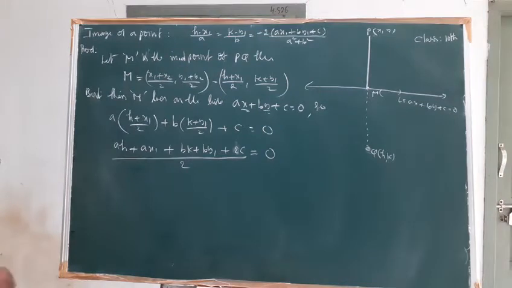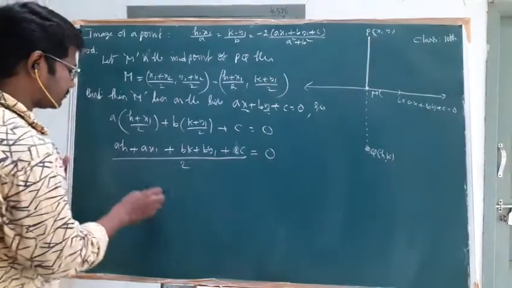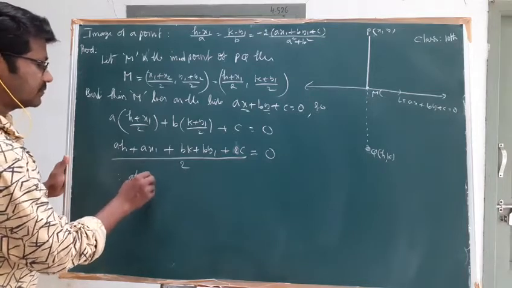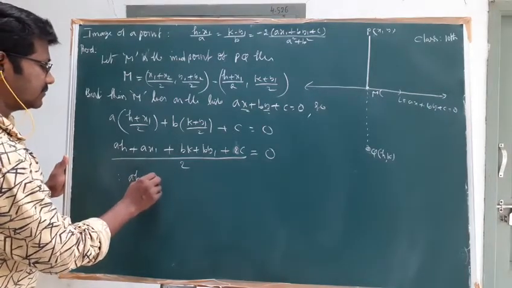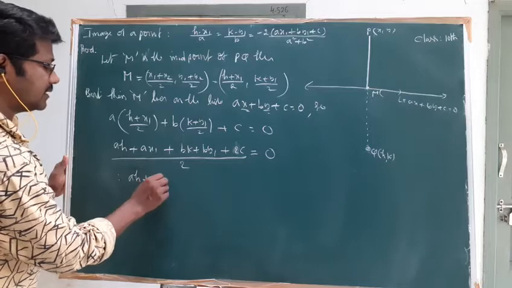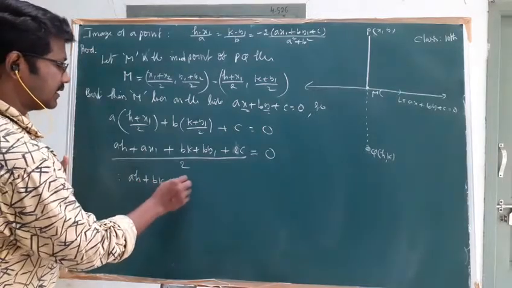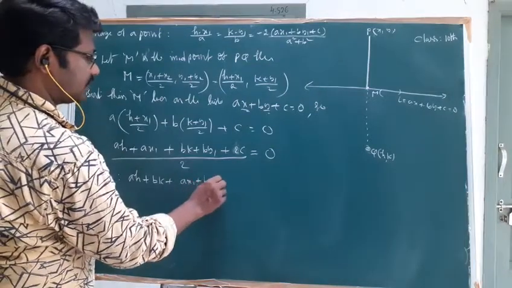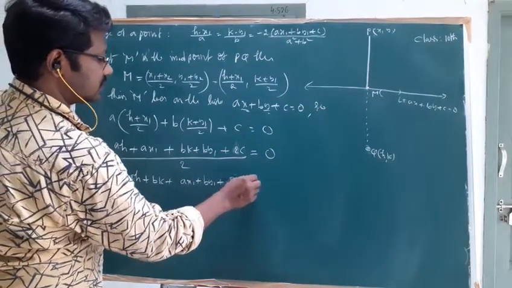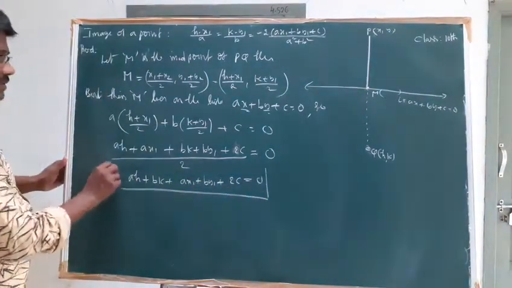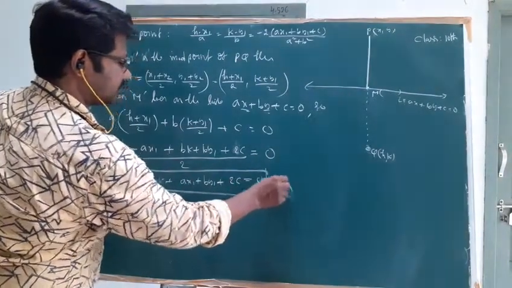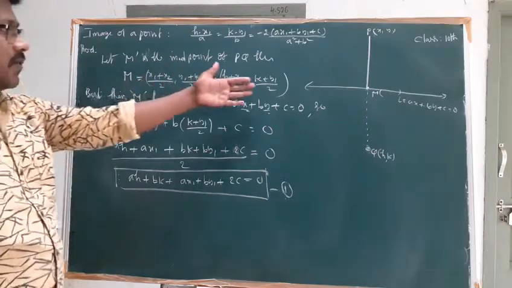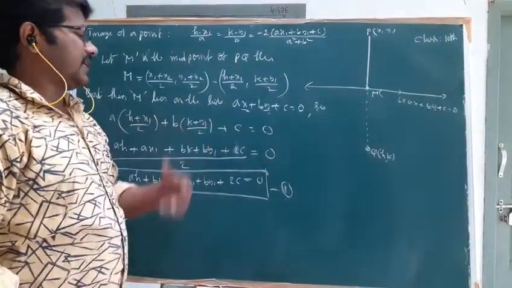So ah + bk + ax1 + by1 + 2c = 0. This is equation 1. Yes, we just substituted that point in that line.